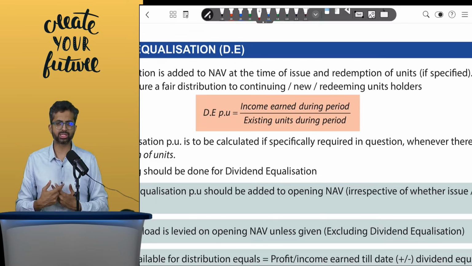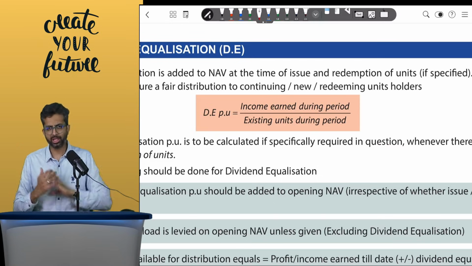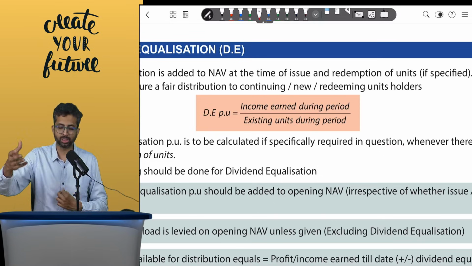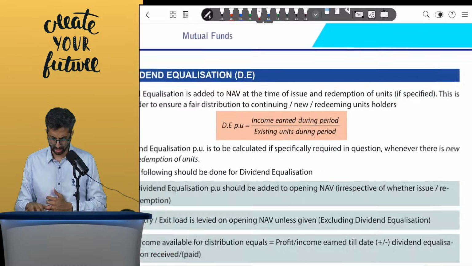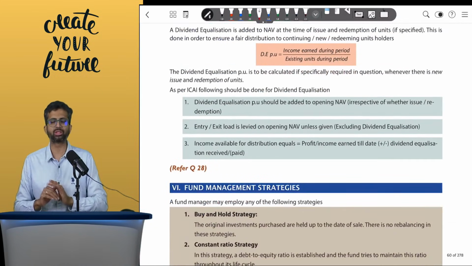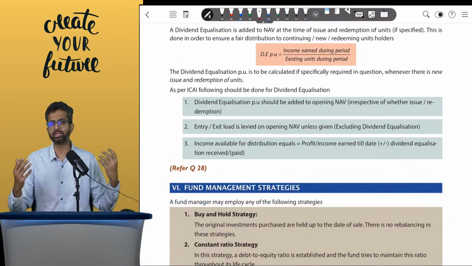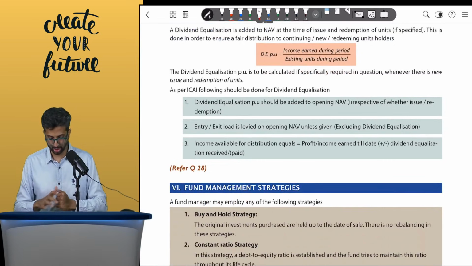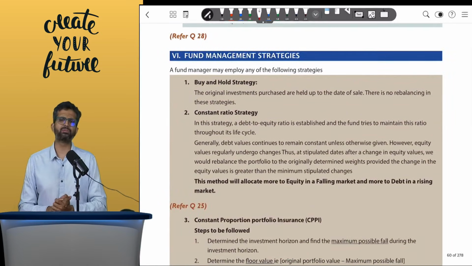from new units coming in, let's say within the year, and it will be given to the units which are redeeming during the year. The objective of this is to ensure that the dividend is fairly given to each of the old and the new unit holders. Now there are three fund management strategies.